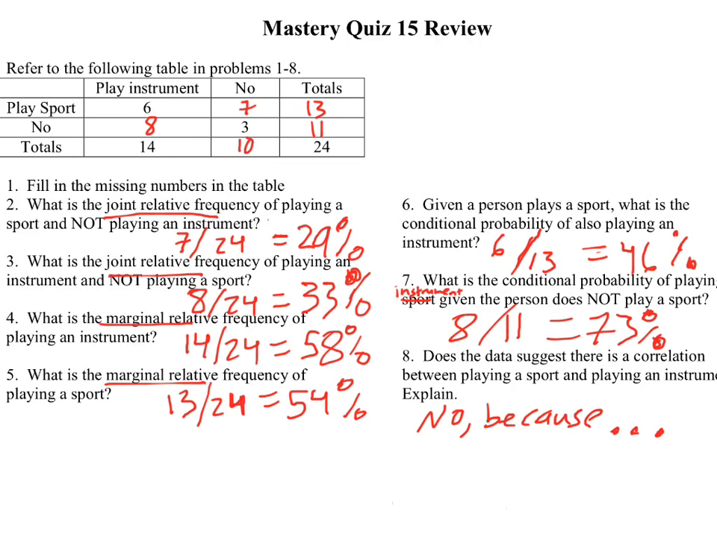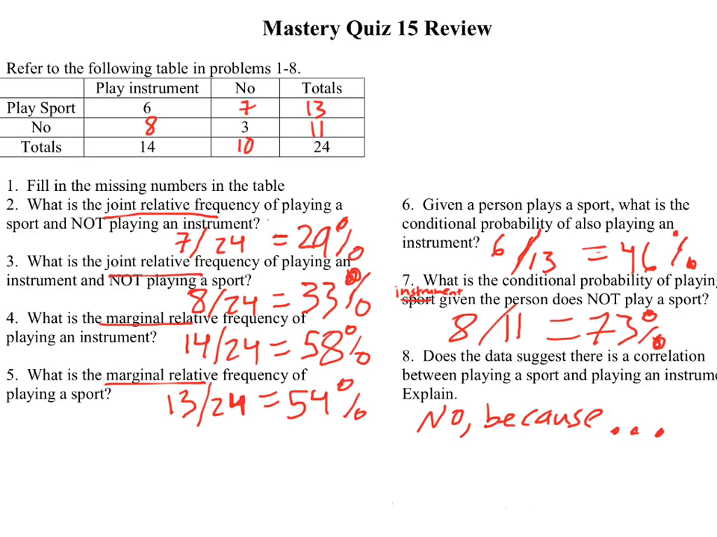And then on to the marginal relative frequencies. On these ones, it gives you just a group. Plays an instrument. Well, if you play an instrument, you're in this column, and the total for that is 14 of them. And so that's where the 14 and the 24 comes from. The next one is marginal relative frequency of playing a sport. You figure out how many people play a sport. There are 13 of them, so that's where the 13 over the 24 comes from. That brings us over to the right side.